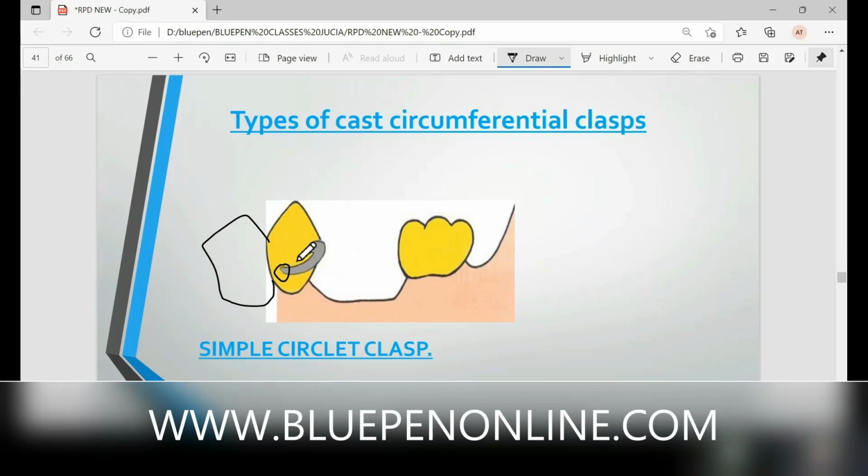So the important thing you need to know about this is that it starts from near the edentulous space, and it will engage the undercut on the opposite side. This is how it is. This is a simple circlet.